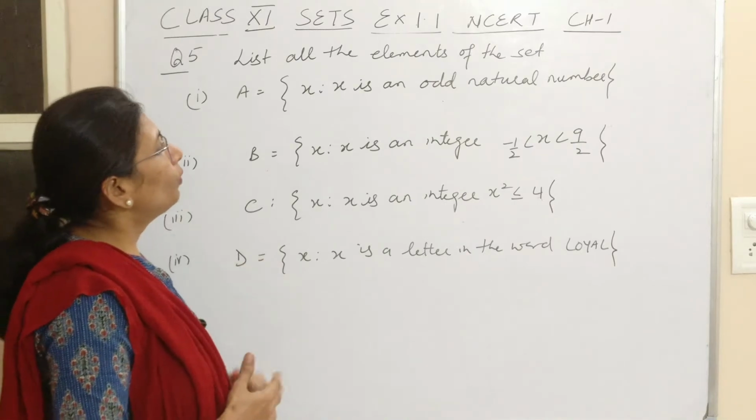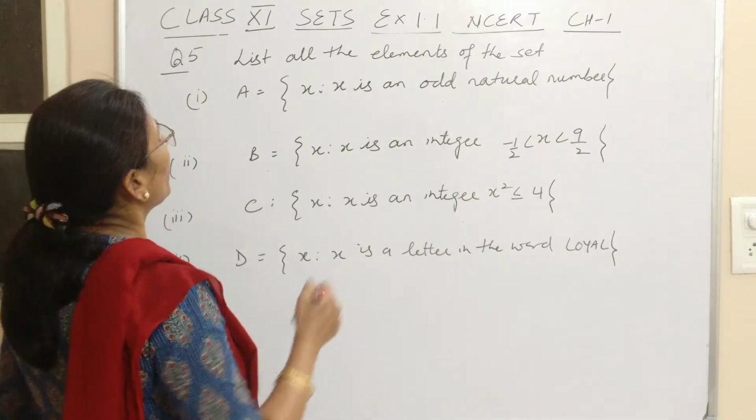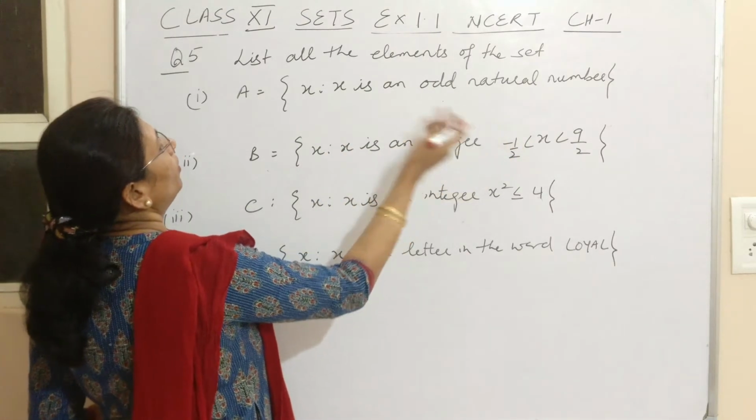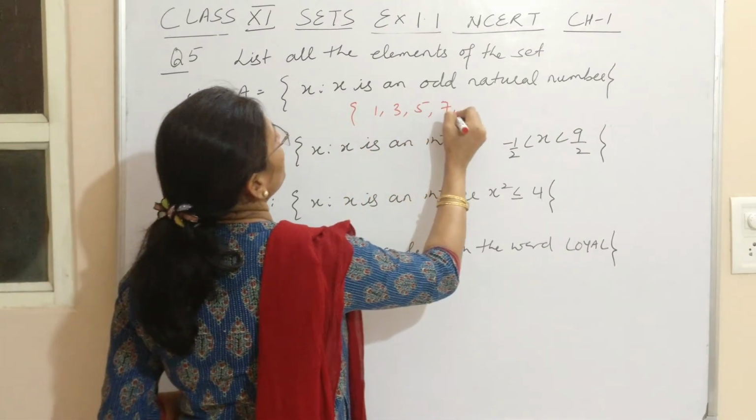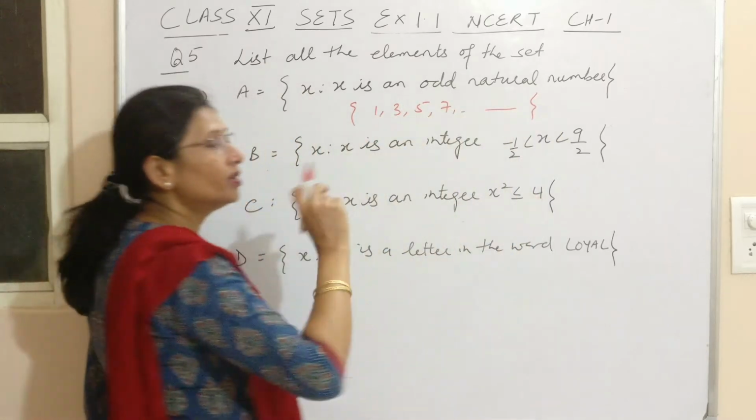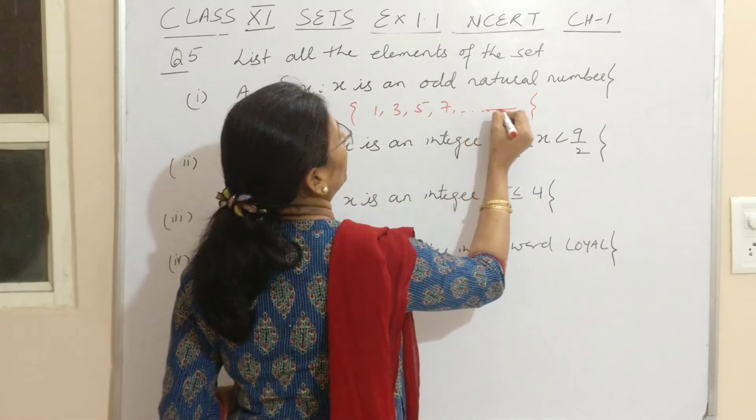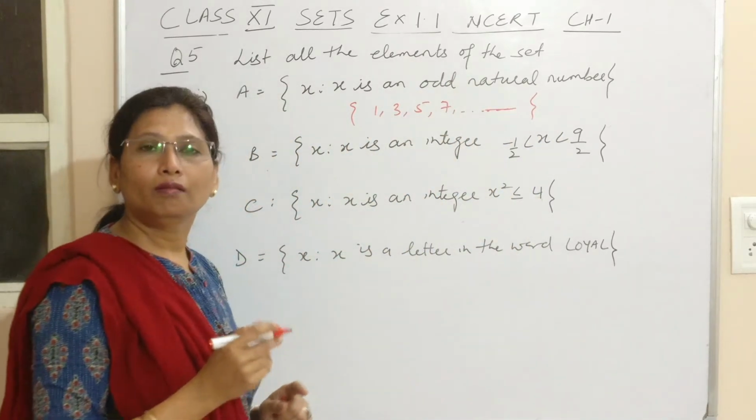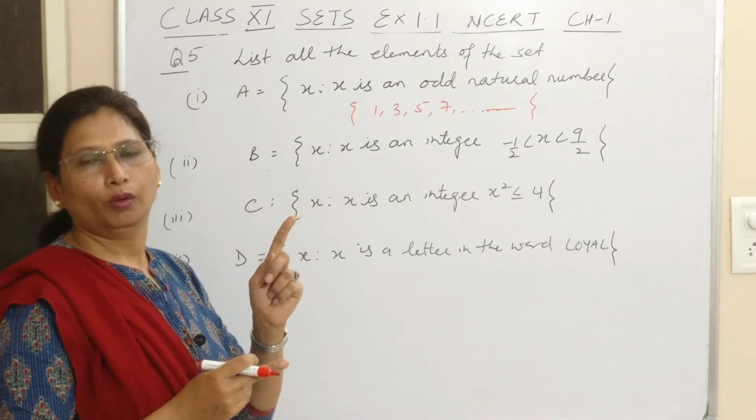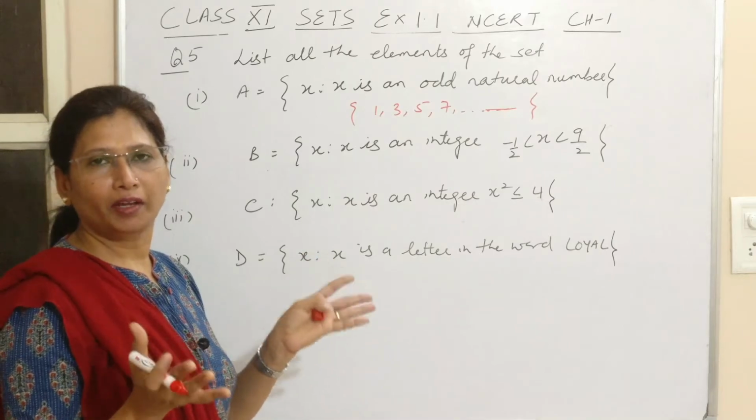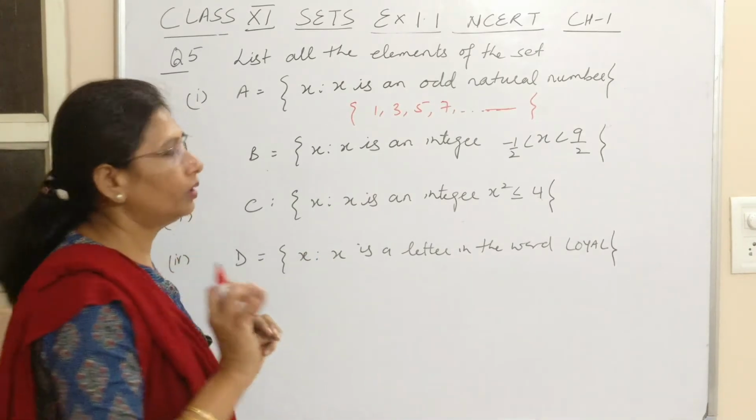First of all, we'll study the statement: x is an odd natural number. So all the elements which are odd, we'll just write down. Now since there is no limit given, you will put dots. Dots mean the numbers will follow the same pattern. This is indefinitely infinite, so we'll just put dots.